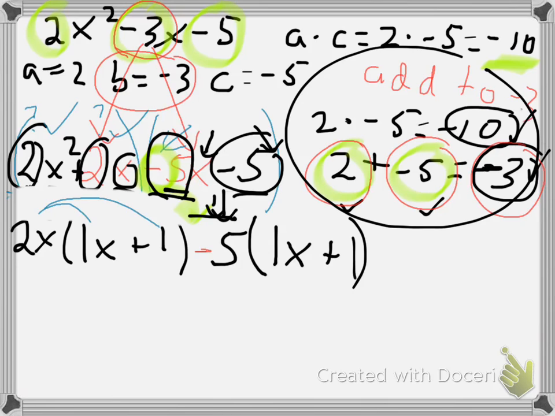And if we want to check it, negative 5 times 1x is negative 5x. Negative 5 times positive 1 is negative 5. We factored out the greatest common factor there. And if you've done everything right, you'll notice this parenthesis will match up with this parenthesis here.